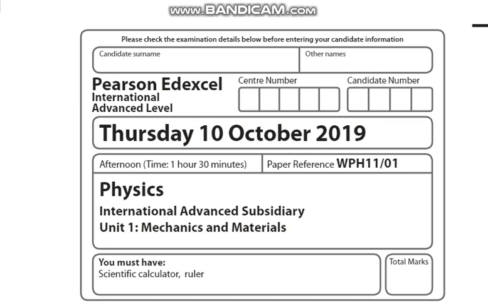Today we are attempting the physics Unit 1 paper, Mechanics and Materials, and this is a new spec paper from October 2019. So without further ado, let's get started.